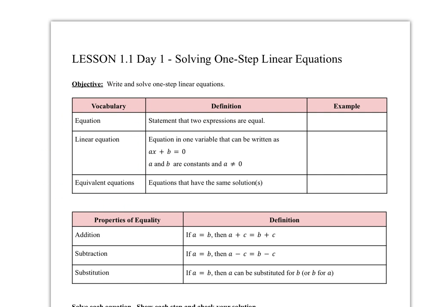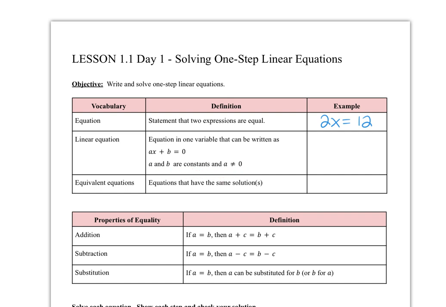We have some vocabulary here. Equation is a statement that 2 expressions are equal. For example, 2x equals 12 is an equation. Linear equation: an equation in one variable that can be written as ax plus b equals 0. A and b are constants, and a cannot be 0.